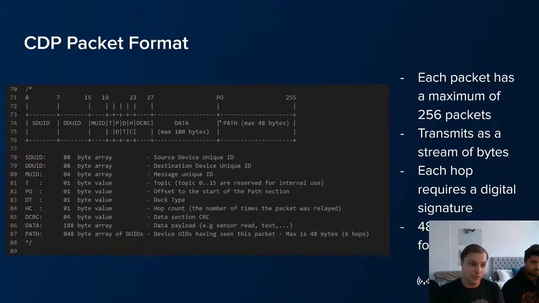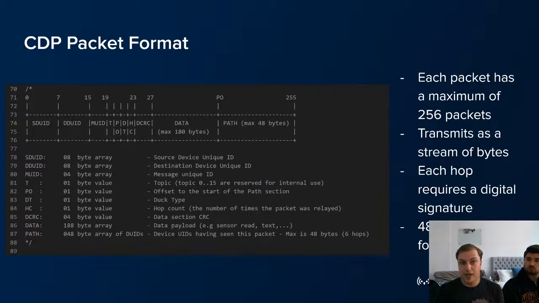You can see over here that we have the data after the header. So these are all part of the header, up until 27. Then you have the data, and we reserve 180 bytes for your payload.